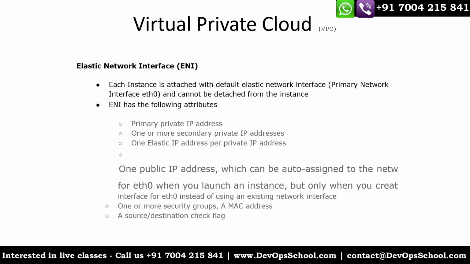ENI has the following attributes: a primary private IP address, and one or more secondary private IP addresses, depending on how many ENIs we have. One elastic IP address per private IP address. One public IP address can be auto-assigned to the network interface for eth0 when you launch an instance, but only when you create the interface with eth0 instead of using an existing network interface. One or more security groups, a MAC address, and all stuff like that are available for ENI. A source and destination check flag is also there.